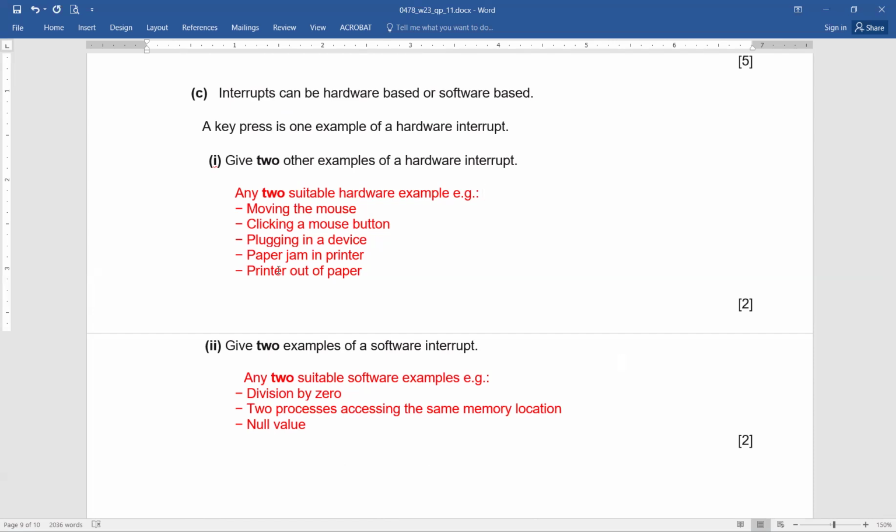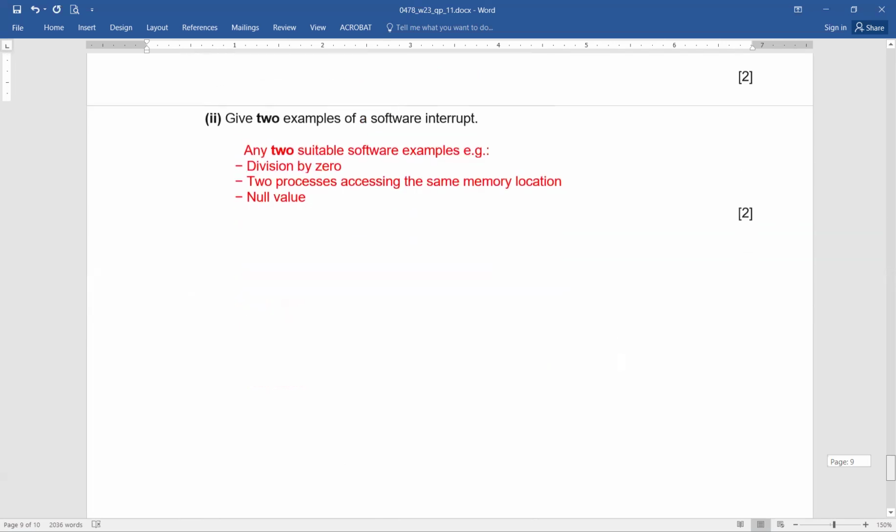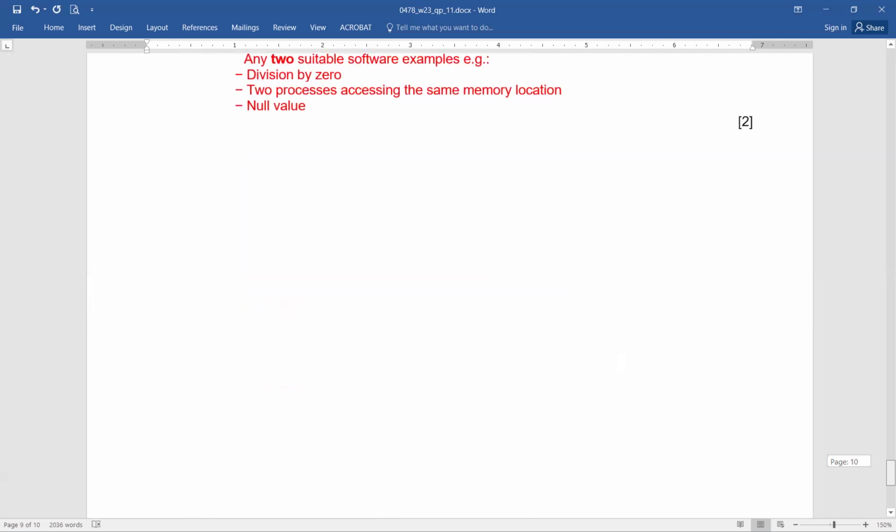And then second part is give 2 examples of a software interrupt. So any 2 examples will do, like division by 0. 2 processors accessing the same memory location will again result in an interrupt and a null value. So these are the examples, as you can see here, of the software interrupt. So I hope that we have solved the entire paper 1. That is paper 0478, November 2023.